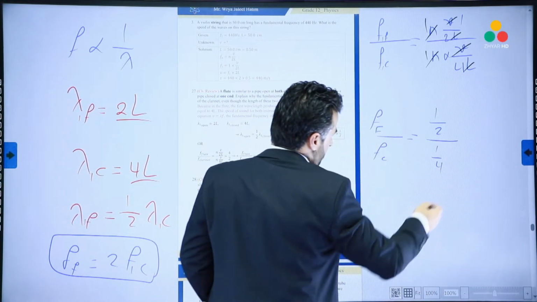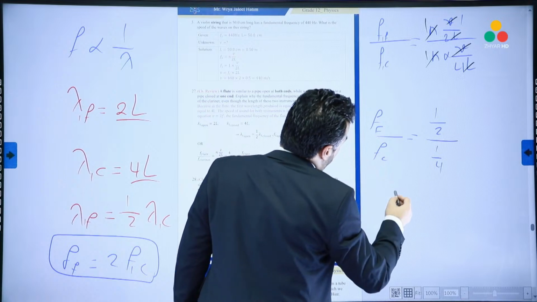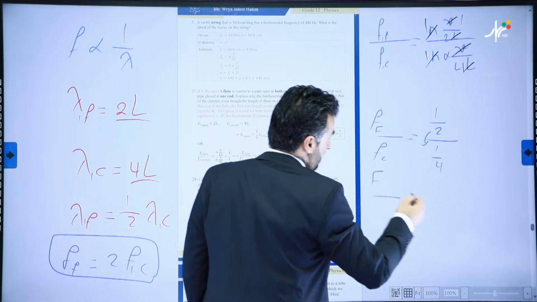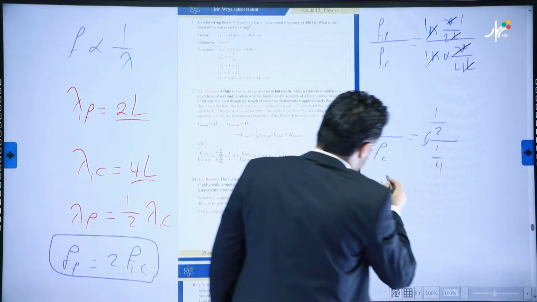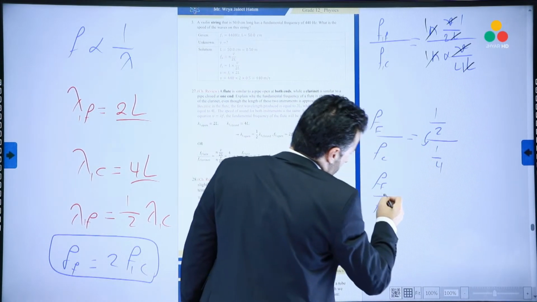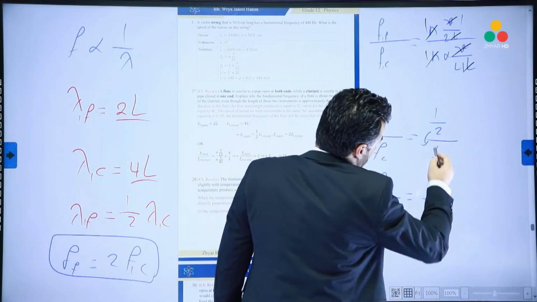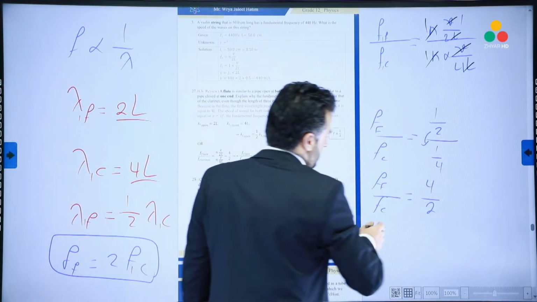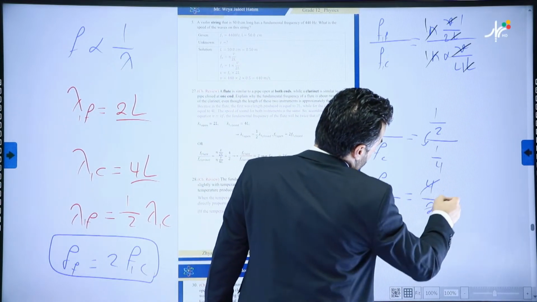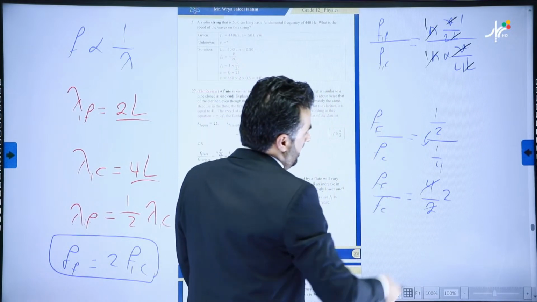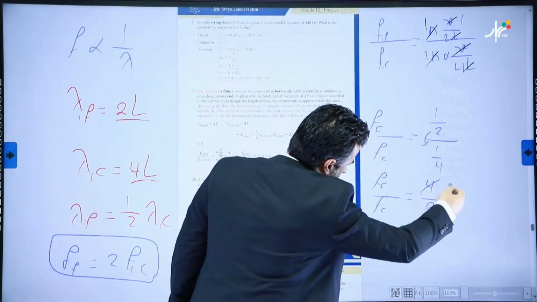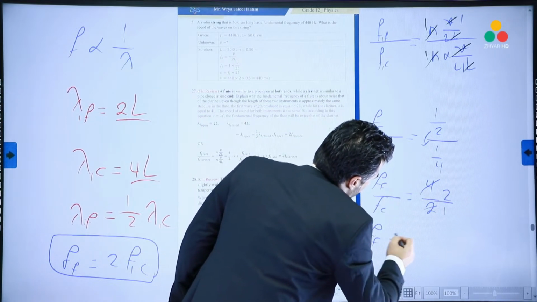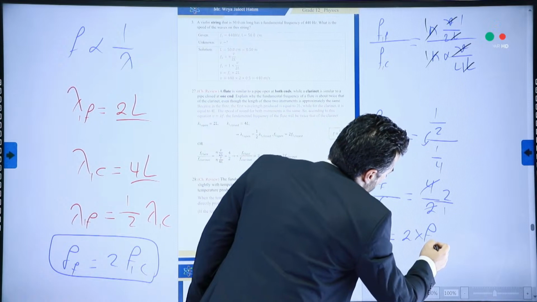Now if you do some math here, this one goes down, this one goes up, so the fundamental frequency for the flute over the fundamental frequency for the clarinet becomes 4 over 2 here. Correct? Now you can simplify this. This is going to be 2. And then you use cross multiplication, leaving 1 here. So the frequency of the flute equals 2 times the frequency of the clarinet.